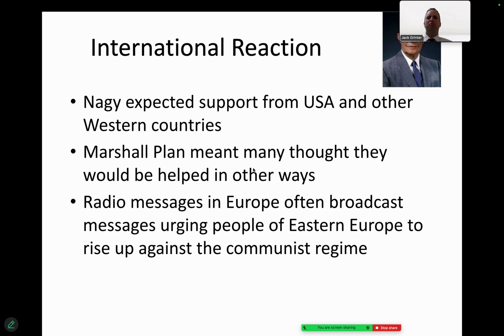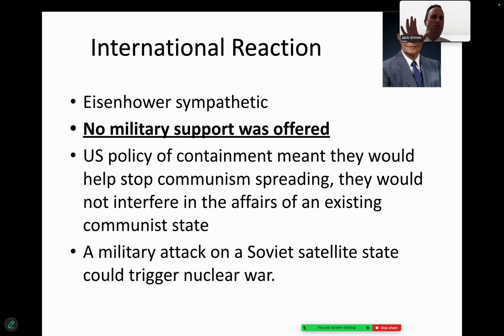Okay, so what's important about this? You could get it as a narrative question, and it was a narrative question in 2019, I think. We'll look at that question in a bit. But it's important to understand the outcome of it. So Nagy thought the USA and other Western countries would come to their support. He probably saw the Marshall Plan and thought, they're willing to help economically. And what did come was help, but not really. It was more like a "you're doing a good job" kind of thing. There were radio messages broadcast to them, urging them to rise up. However, no military support was offered.